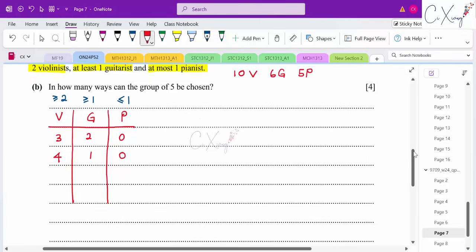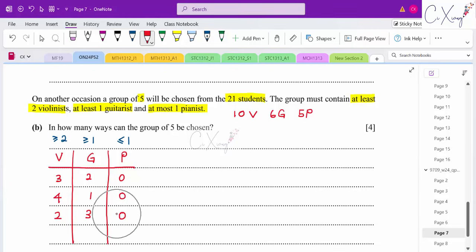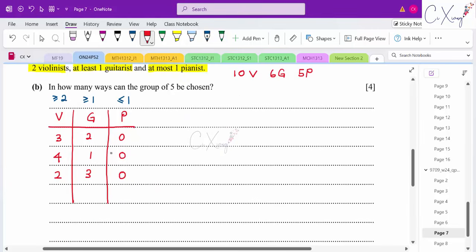After that, I increase the number of pianists by 1. Oh, I recall something. I still have another possible case here. If I have 0 pianists, I can have 3 guitarists and 2 violinists, because I have 10 violinists in total and 6 guitarists in total. So it is possible for us to have 2V, 3G, and 0P. After I list out all the possible cases for 0P, I start with 1.